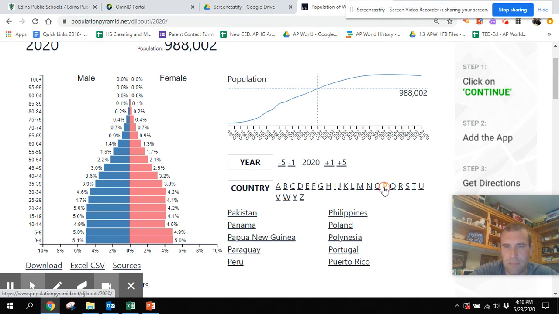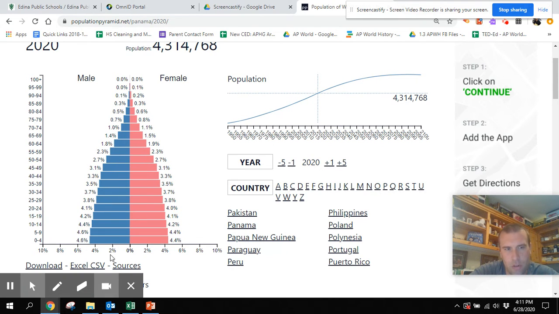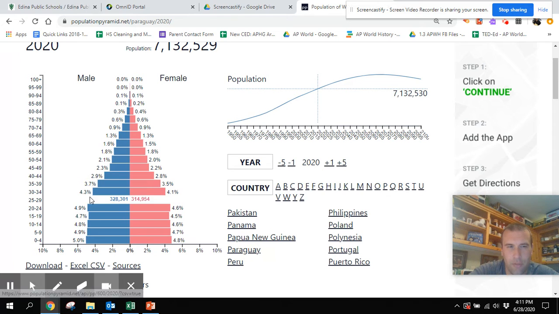Let's go to a country that starts with P. How about the Philippines? Didn't change a ton, but the base down here is significantly narrower. I'd say late 2, early 3. How about Panama? I would say this is definitely late 2, early 3. Again, if you can't figure out, a lot of the world's in late 2, early 3. Paraguay, definitely more of a narrower base here. I'd say definitely stage 3.